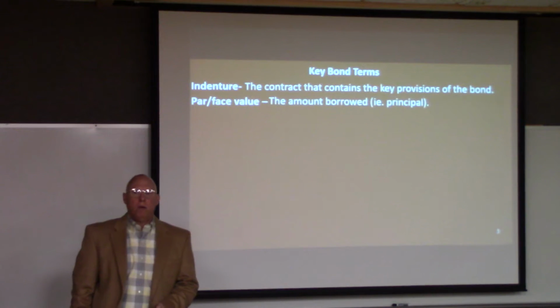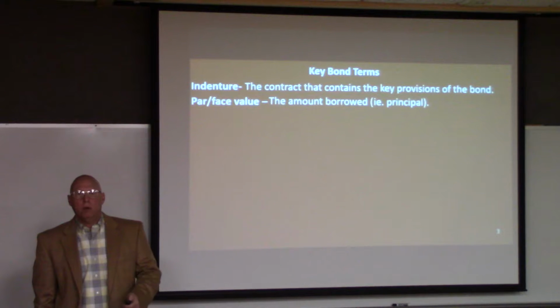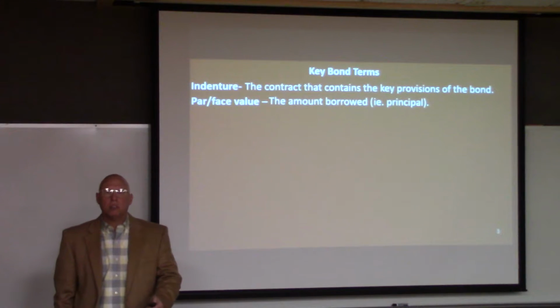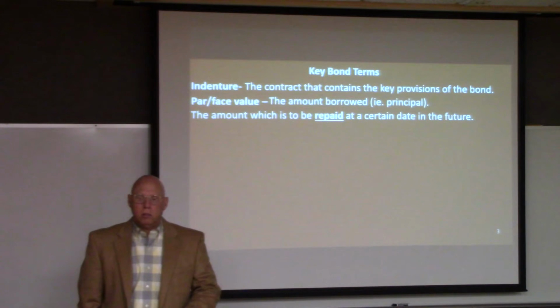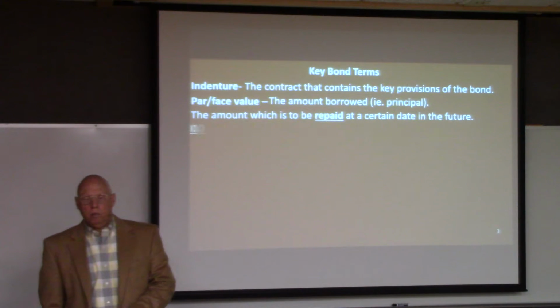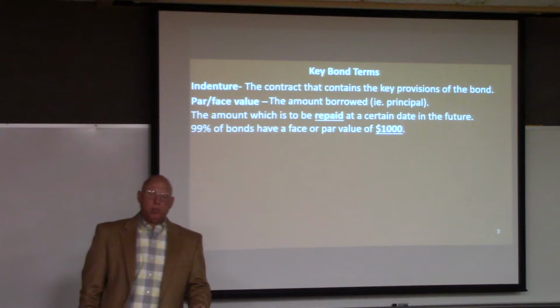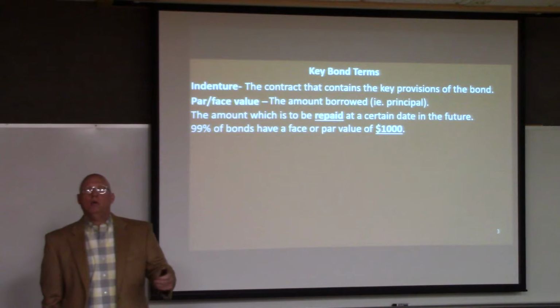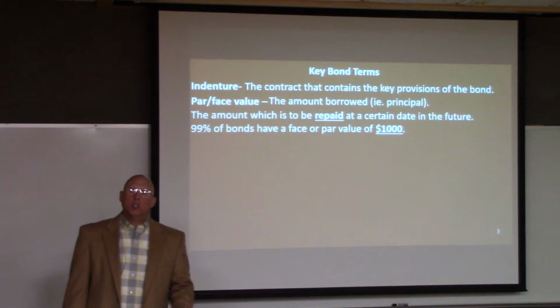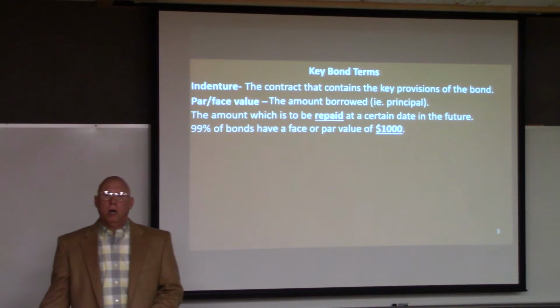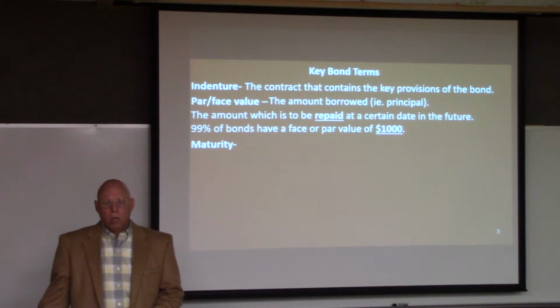Then we have the par or face value. This is the amount borrowed, the principal. This is the $1,000 face value of the bond. This is the amount to be repaid at a certain date in the future. 99% of bonds have a face or par value of $1,000. Unless I tell you otherwise, you should assume that the par value of a bond is $1,000.